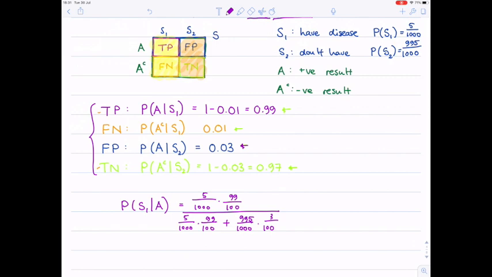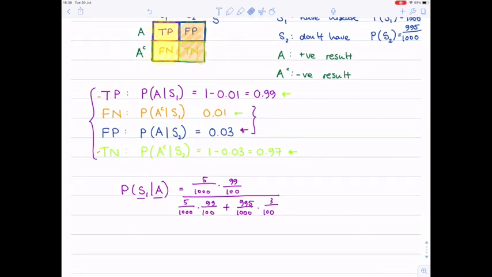You can take a moment and plug that into your calculator and see what you get. If you plug this into your calculator, you should have got 0.142 and some other stuff, which is around 14%. This might come as a bit of a surprise. What this is saying is that if you got a positive test result, then the likelihood that you actually have the disease is only 14%.